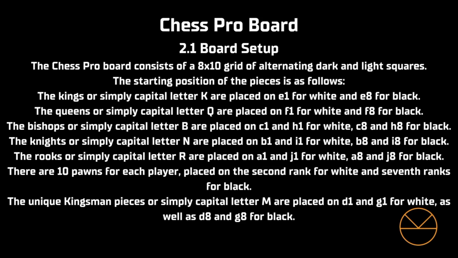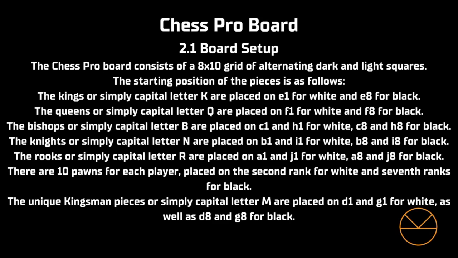The bishops, simply the capital letter B, are placed on C1 and H1 for white, C8 and H8 for black. The knights, simply the capital letter N, are placed on B1 and I1 for white, B8 and I8 for black. The rooks, simply the capital letter R, are placed on A1 and J1 for white, A8 and J8 for black.